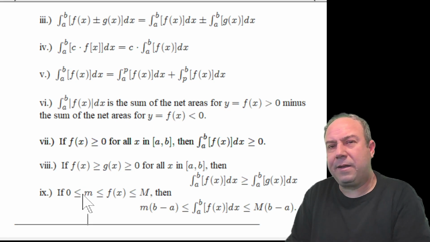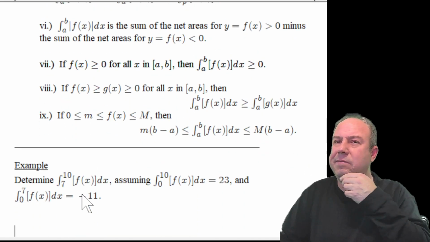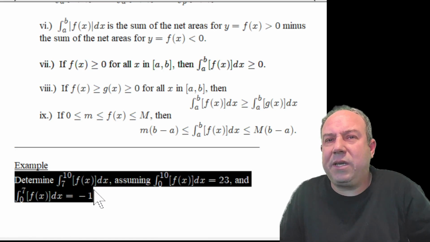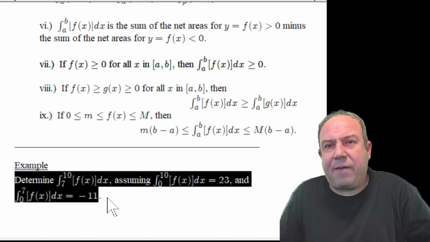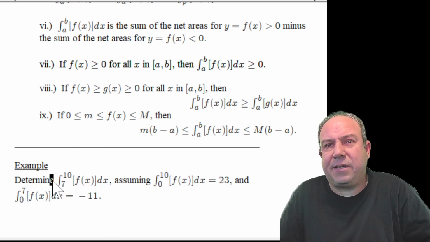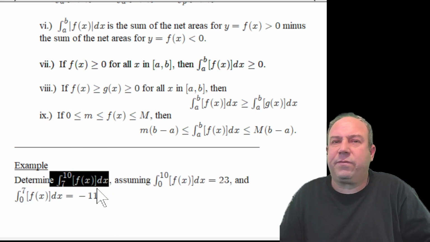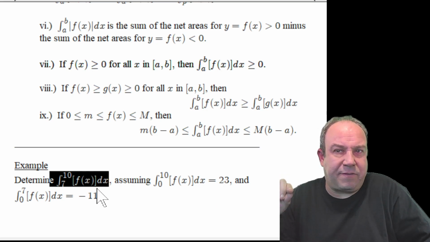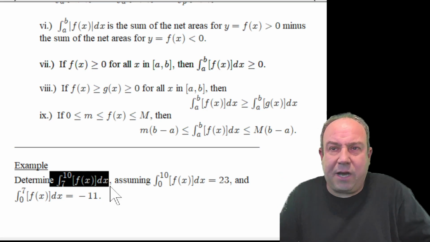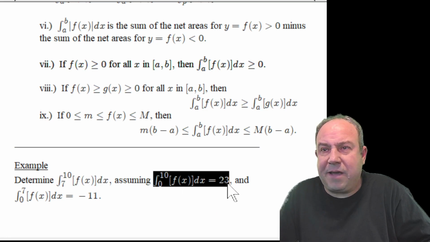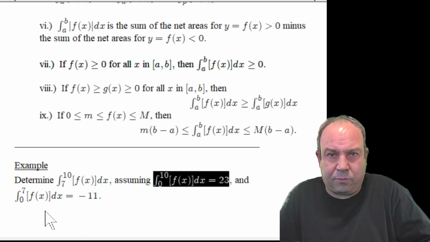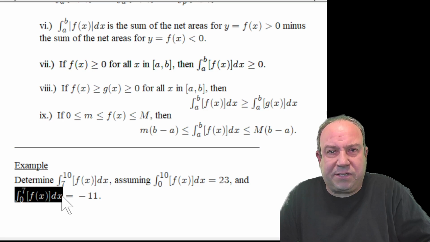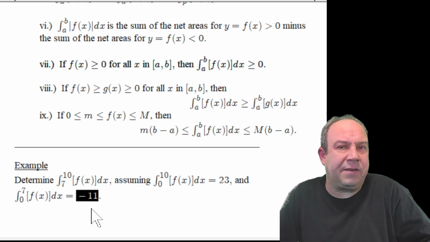All right. Now, example. Again, these are kind of unique because we can apply these properties without having a specific function. Here I say determine the definite integral from 7 to 10 for function f of x dx. And I don't tell you what f of x is. But I do tell you from 0 to 10, the definite integral is equivalent to 23. And from 0 to 7, the definite integral is equal to negative 11.